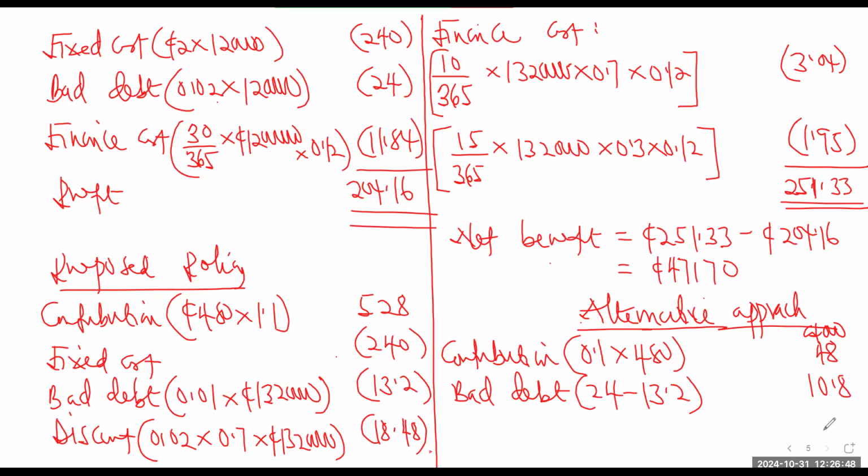Was there any discount in the first place under the current policy? No. But you can see that our discounts will now be bringing a cost. The discount is a cost that is coming from the discount. So that will now come as a cost, 18.48.